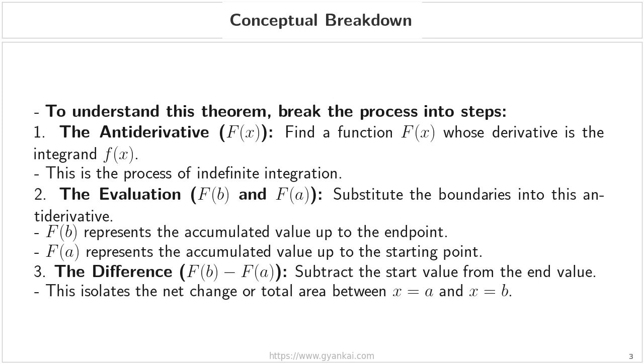Finally, the difference, calculating F of b minus F of a. This is where the magic happens. By subtracting the value of the antiderivative at the starting point, F of a, from the value at the endpoint, F of b, we isolate the net change, or the total area between x equals a and x equals b. Essentially, we're finding how much the accumulated value changed over that interval. This difference, F of b minus F of a, is the definite integral. It represents the area under the curve of f of x between those limits.